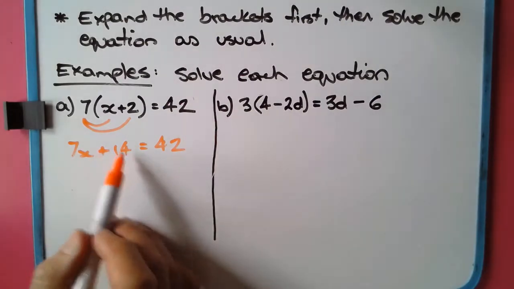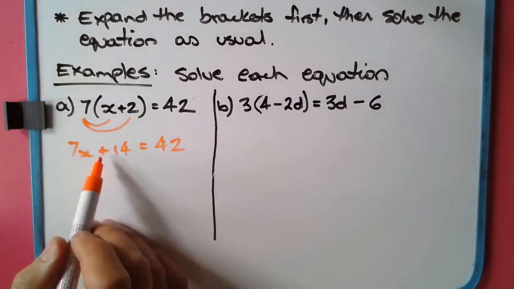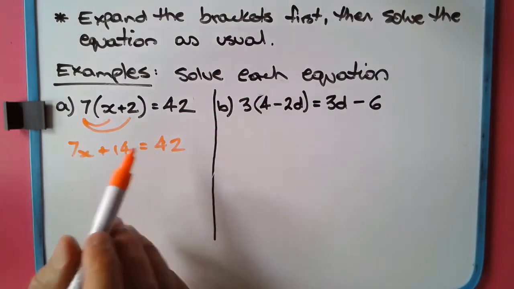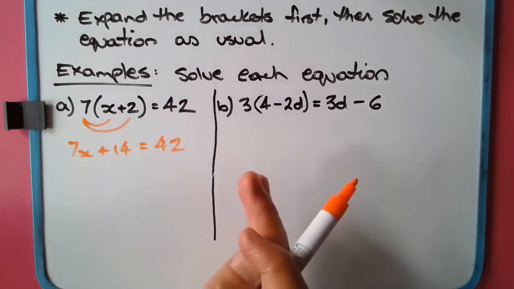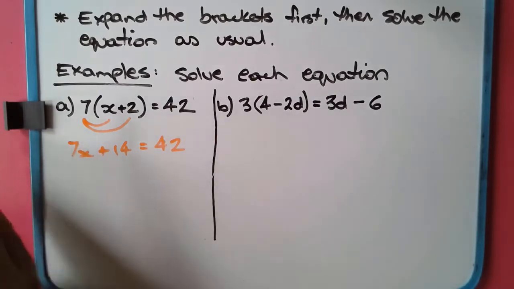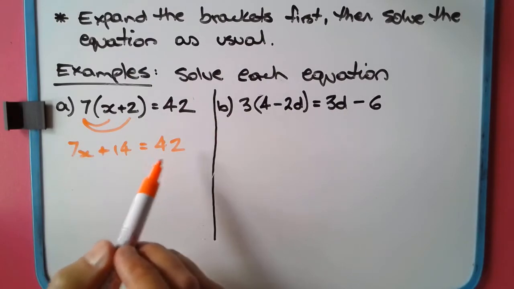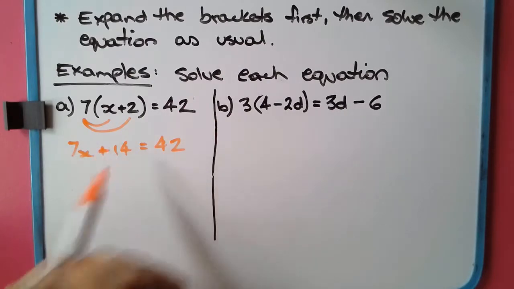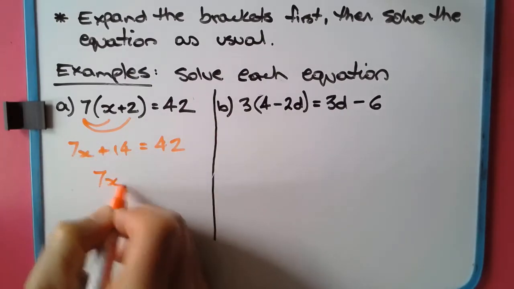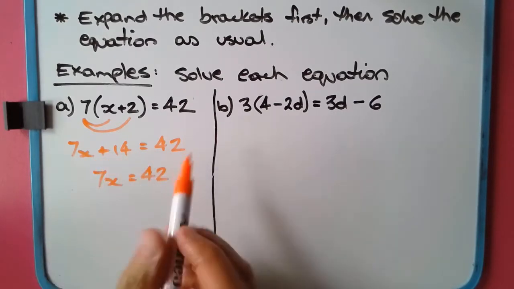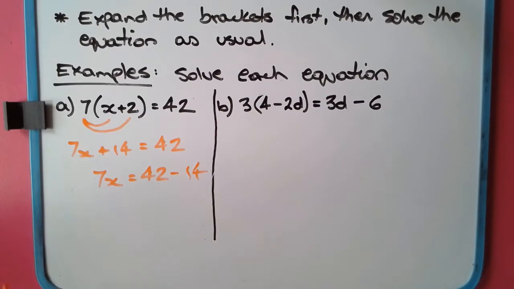Now, we have a positive 14 on the left-hand side. We don't want that there. The 42 is on the correct side. Remember we want numbers on the right-hand side, pronumerals on the left-hand side. So the 7x is correct where it is, 42 stays where it is, but the positive 14 is on the wrong side. So let's leave the 7x where it is, 42 stays, but this plus 14, when you move it over, it becomes a minus 14.